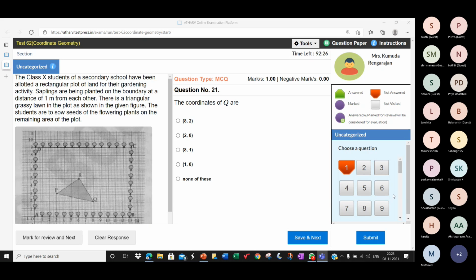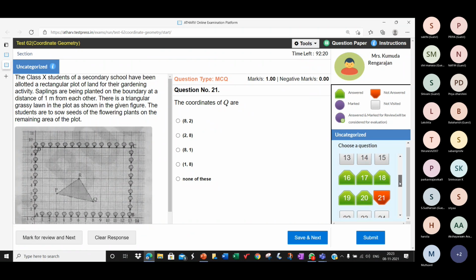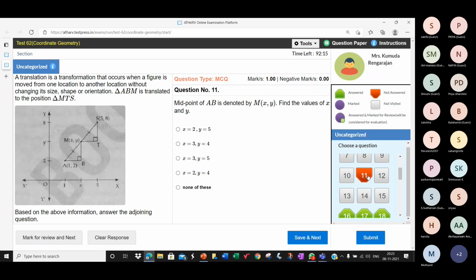Not this one. 1 minute. This is the next case study, children. Do this. X is equal to 3, Y is equal to 5, ma'am. Okay.